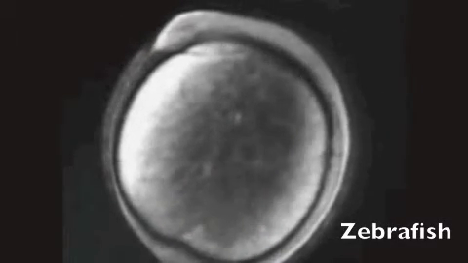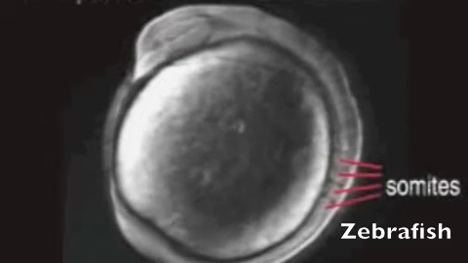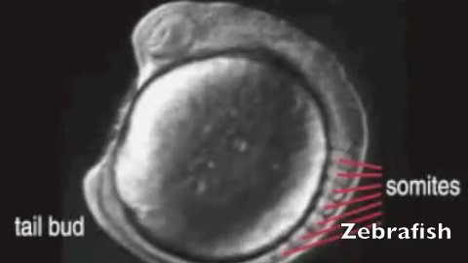These somites are small mesodermal blocks of cells, and some form our muscles, tendons, and cartilage. By looking at the somites, one can tell the age of the embryo. The somites develop differently between different embryos.